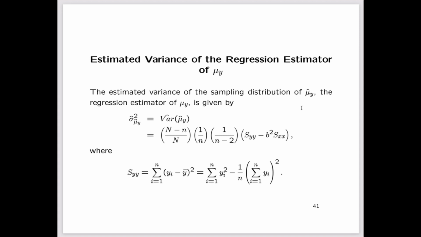Now, the estimated variance of the sampling distribution of the point estimator, mu hat sub y, is given by the following formula. Cap N minus little n over cap N times 1 over little n times 1 over little n minus 2 times the difference between the corrected sum of squares of the y values, s sub yy, minus b squared times s sub xx, the corrected sum of squares of the x's. So s sub xx was given on the previous slide. S sub yy is given on the bottom of this slide.